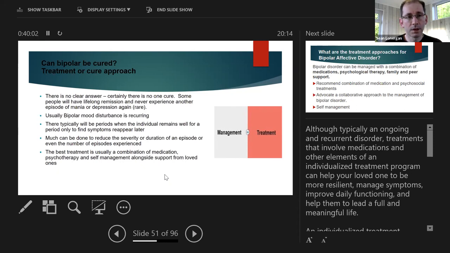Some people who are lucky will have lifelong remission and never experience another episode of mania or depression again. However, this is very rare. Usually bipolar mood disturbance is recurring. There typically will be periods when the individual remains well for a period, only to find symptoms reappear later. Much can be done to reduce the severity or duration of an episode, or even the number of episodes experienced. And the best treatment is usually a combination of medication, psychotherapy, and self-management alongside support from loved ones.